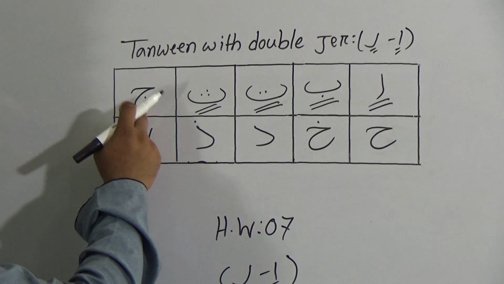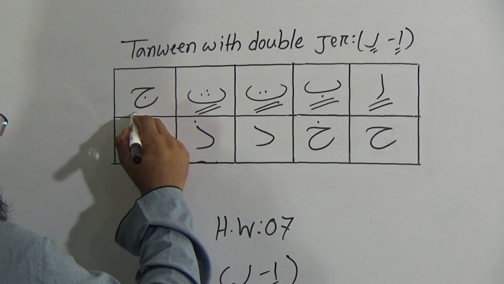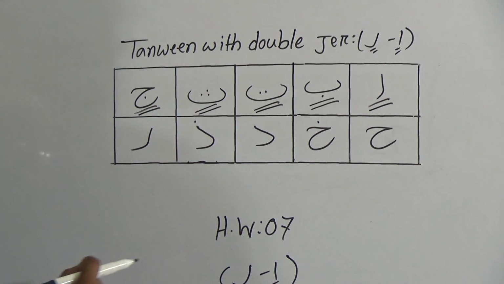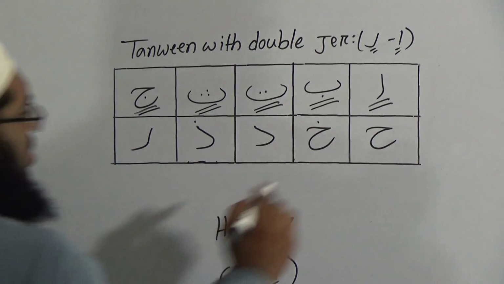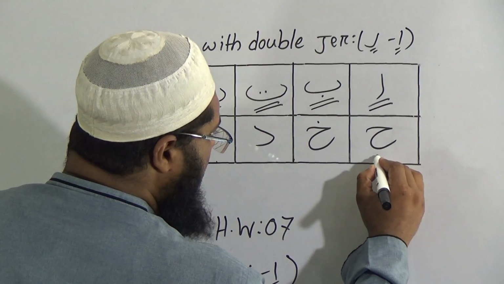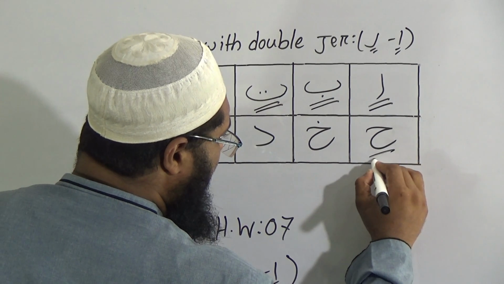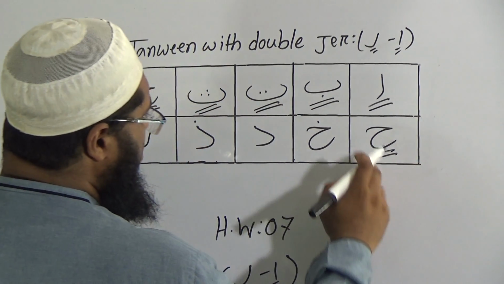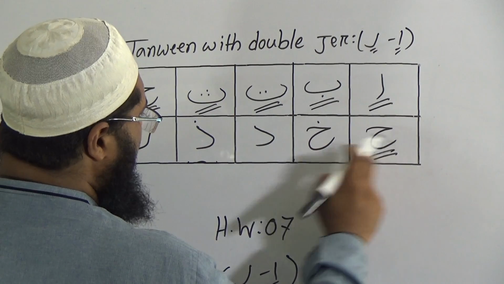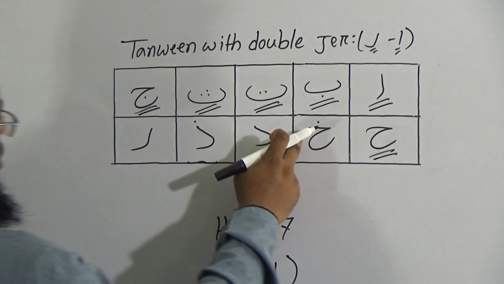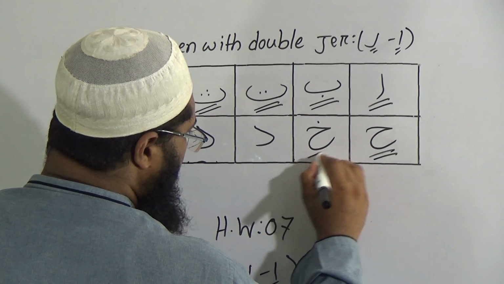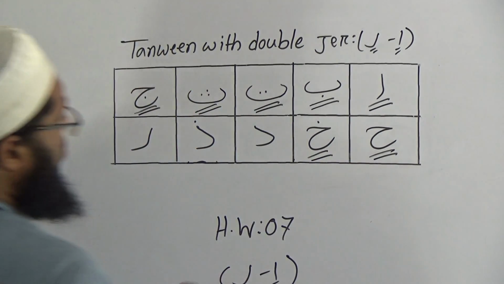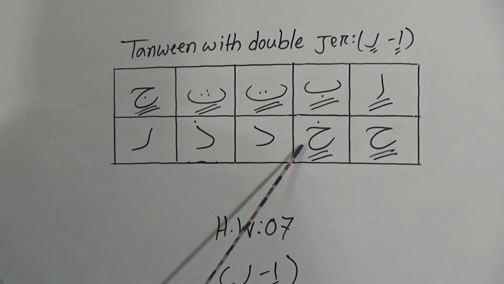And you know that this one is Jim. I am giving double Jer under the Jim. Then Jim Dui Jer Jin. Now this one is Ha. I am giving double Jer under the Ha, and you have to pronounce this one Ha Dui Jer Hin. Then this one is Kha, not Ha. Now I am giving double Jer under the Kha, and you have to pronounce this one Kha Dui Jer Khin.